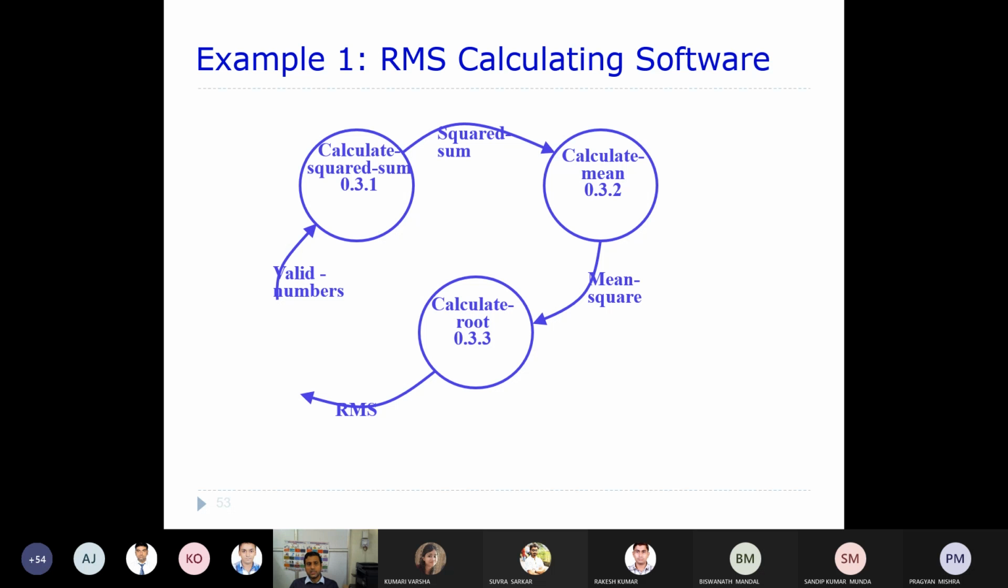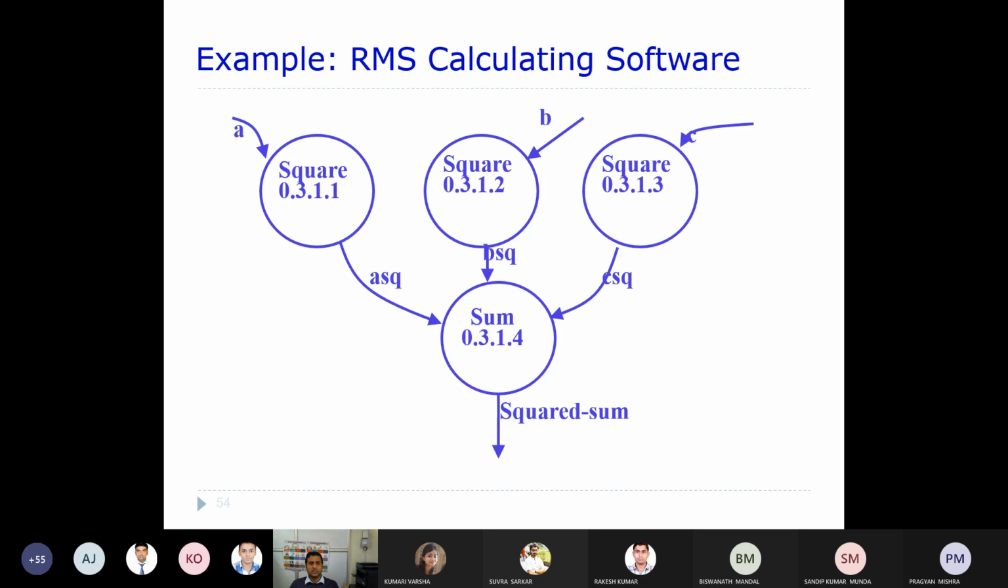So we'll see this first one, calculate squared sum. So we are going to decompose it. In the next level, usually the bubbles will be given a number with a prefix of 0.3.1, and after that 0.3.1.1, 0.3.1.2, like this.